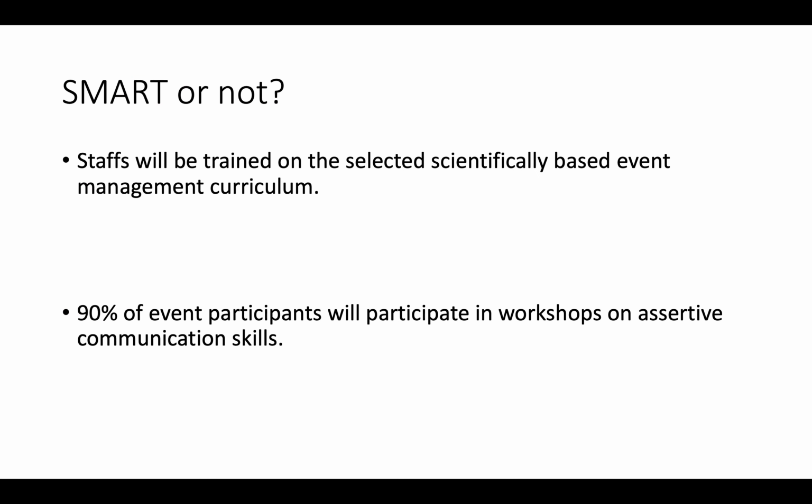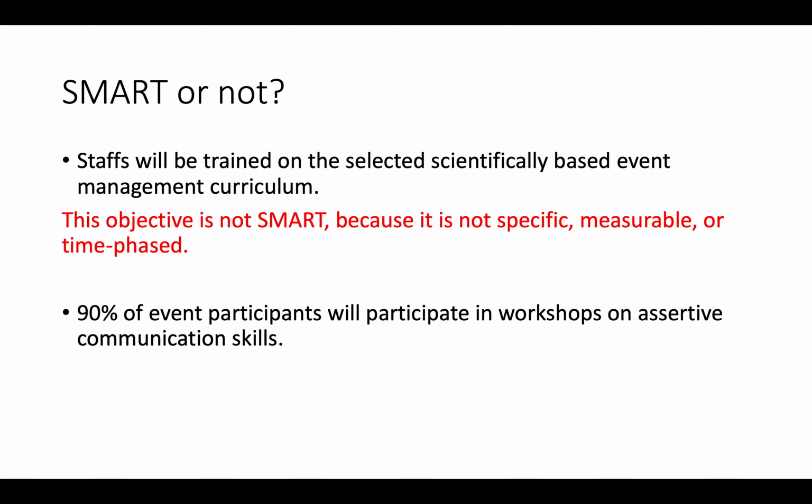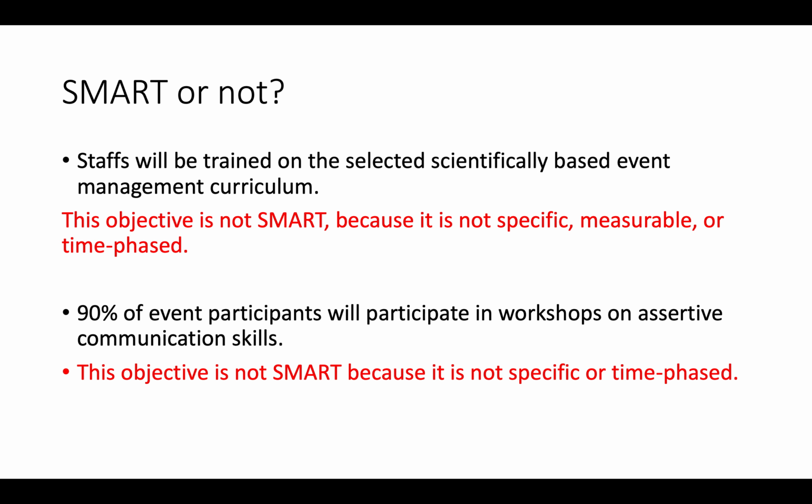Here are two examples for you to consider whether the two objectives here are SMART or not. Use a minute to read these two objectives. We would say the first one is not SMART because it's not specific, measurable, and time framed. It doesn't have time related information included. And the second one we consider is also not SMART because it's not specific enough or time related.